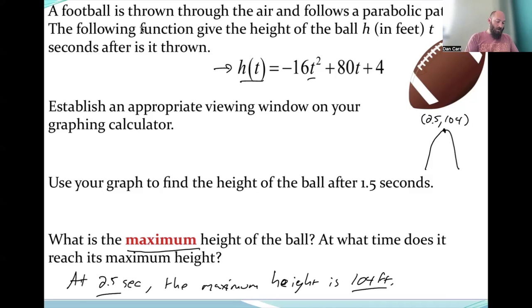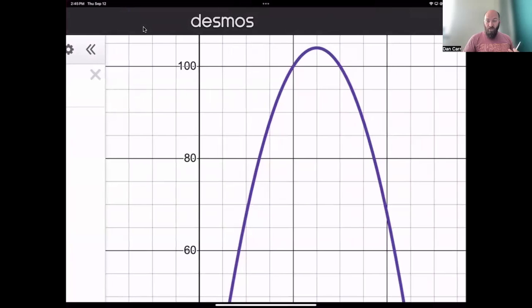That's all. Next, use my graph to find the height of the ball after 1.5 seconds. There are a couple of things you can do with that. You can actually do something similar in your calculator. Oops, I zoomed in a little too much there.